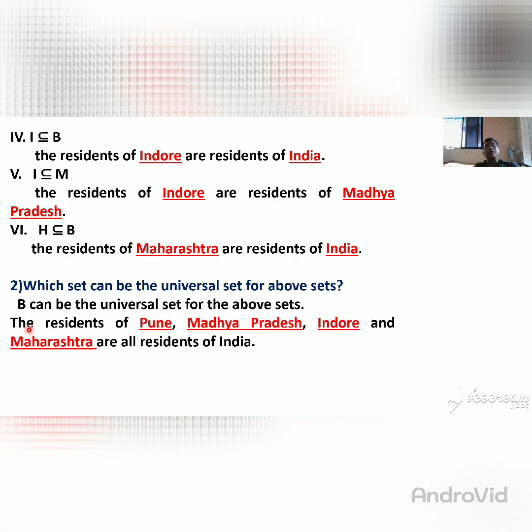Why is India the universal set? Because India contains Pune, Madhya Pradesh, Indore and Maharashtra. Do you understand? So India is the universal set of all these subsets.